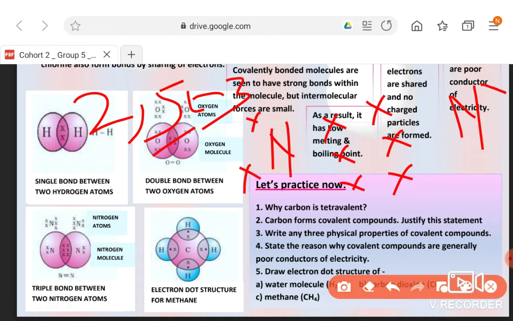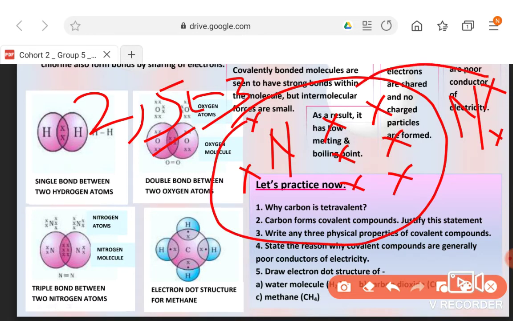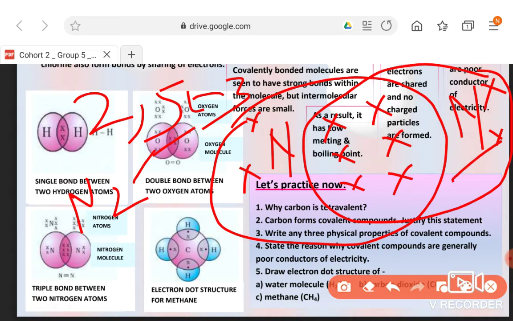So 2 valence electrons will be contained here. If we encompass the whole, it will be 8 electrons. This is the electron dot structure of the N2 molecule, that is nitrogen. This is the molecular formula of nitrogen gas, and this is the electron dot structure of nitrogen gas.